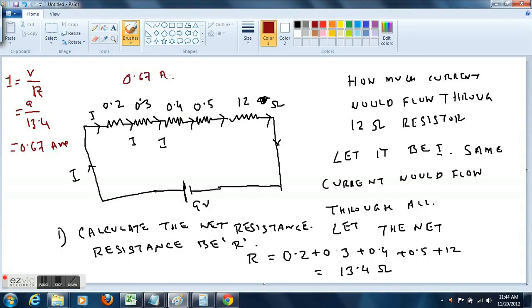Therefore, the current flowing through the circuit or through the resistances, or we have to mention here through the 12 ohm resistance, is 0.67 ampere. So remember, this same current is flowing through all the resistances, whether it is 12 ohm or 0.2 ohm or whatever it is.